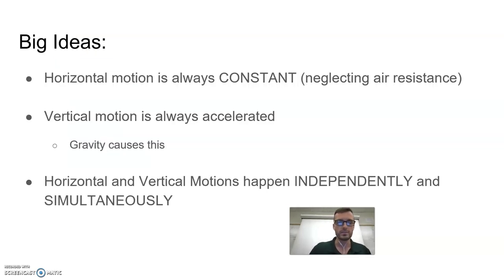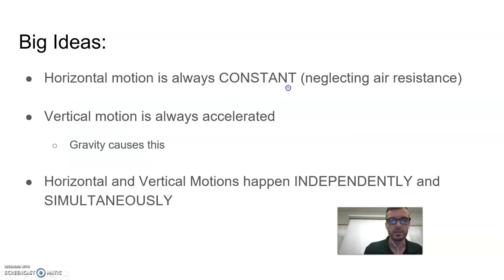So here are the big ideas for today. Horizontal motion is always constant because there are no unbalanced forces. Vertical motion is always accelerated because of that unbalanced force of gravity. And horizontal and vertical motions happen independently but simultaneously. My horizontal speed doesn't care how strong the gravity is, and my vertical motion doesn't care how hard I threw something. Yes, they're going to have an impact on the overall flight of the projectile, but the x and y motions are independent and simultaneous.